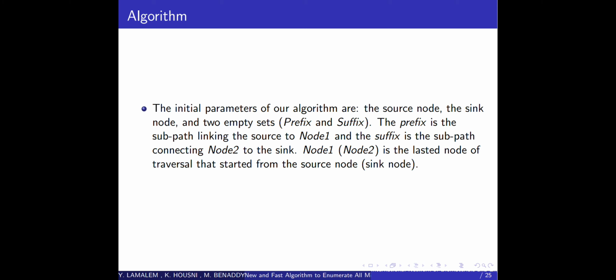The initial parameters of our algorithm are the source node, the sink node, and the two empty sets, prefix and suffix. The prefix is the subpath linking the source to node 1, and the suffix is the subpath connecting node 2 to the sink node T. Node 1 or node 2 is the current node of traversal that starts from the source node or the sink node.